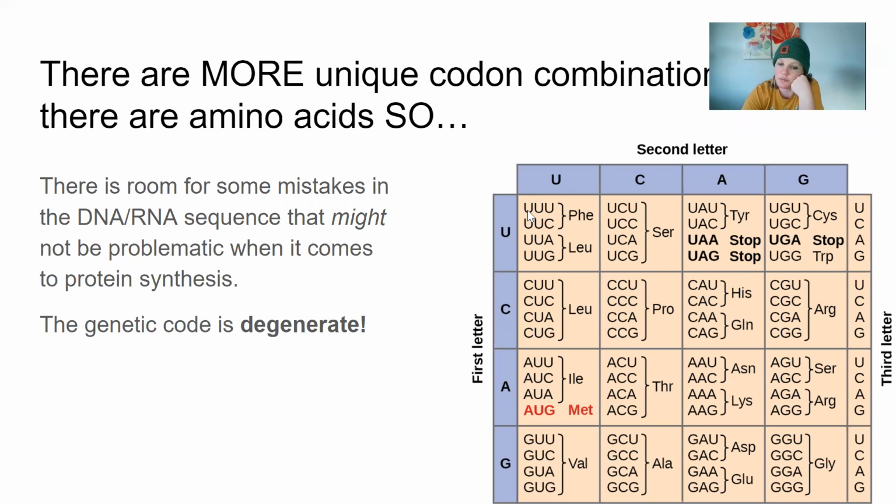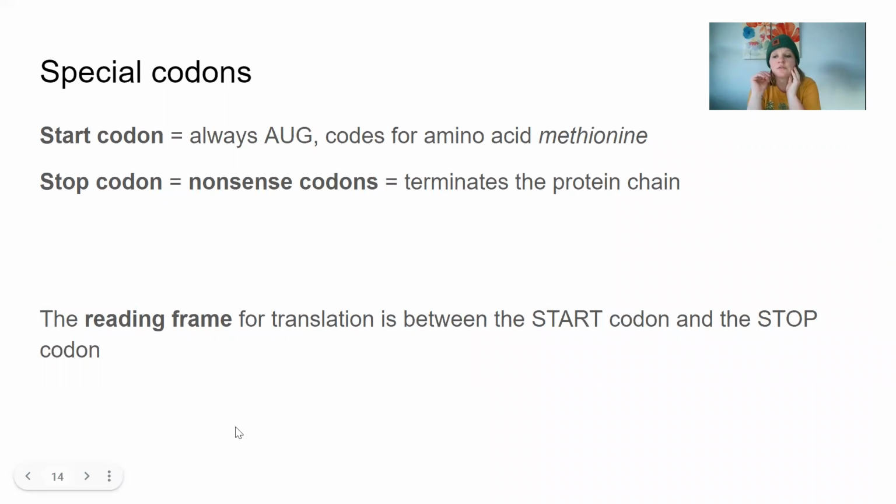So if we had a mutation that changed our U to a C, we would still be coding for the same amino acid. Or, when we're talking about serine, there's all sorts of things. That last position in the codon can have some variability, and it's okay. All right. So let's talk about some special codons.